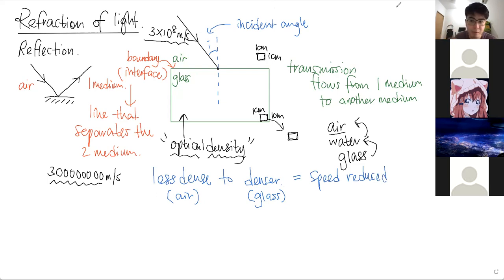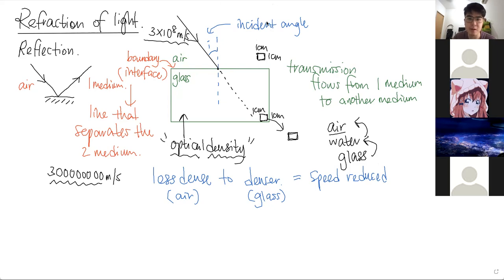Okay, it will slow down. It will slow down, and then what happened? As it slows down, it's not going to take the same path. Okay, as it slows down, it's going to change path. This path is the original path. If I extend it in a dotted line, right? If I extend it like this, this is the original path, right?